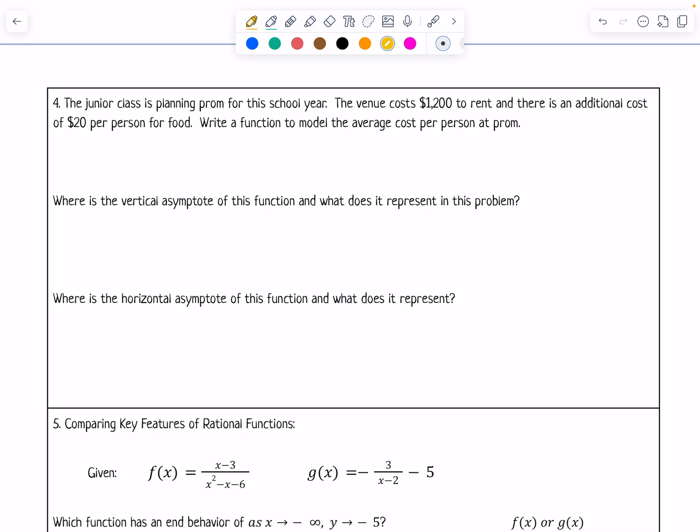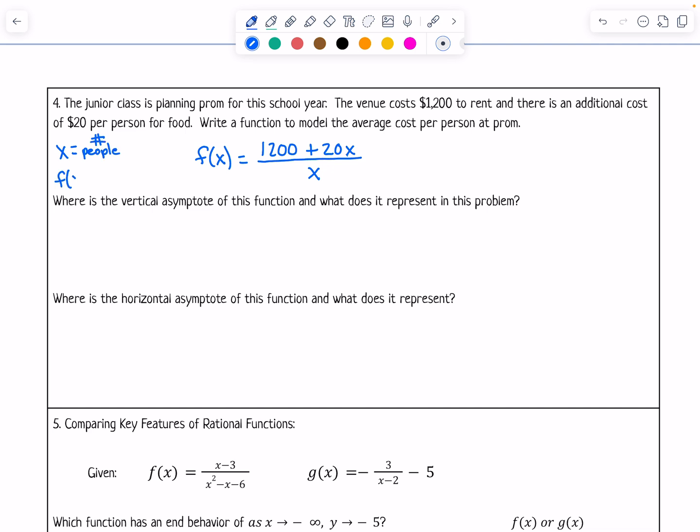The venue costs $1,200 to rent, and there's an additional cost of $20 per person for food. Write a function to model the average cost per person at prom. All right, so we're going to write f of x or y equals, either one is fine. The venue costs $1,200 to rent. So we'll put $1,200. And there's an additional cost of $20 per person. So we'll add 20x, but we want to know the average cost per person. So we got to divide by the total number of people.